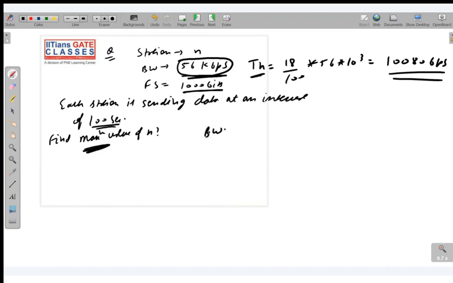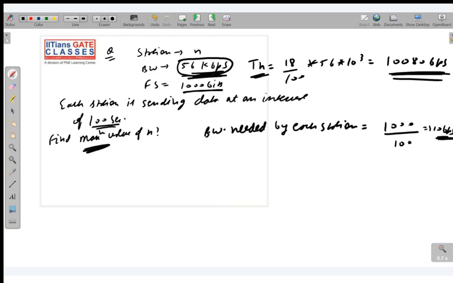So bandwidth needed by each station will be what? That will be 1000 bits of data it is sending at an average interval of 100 seconds. So divided by 100 seconds, it comes out to be 10 bits per second. So each station needs only 10 bits per second bandwidth, and total bandwidth available is 56 kbps, but we are not considering 56 kbps, we are considering 18% of it, that is 10080 bps.